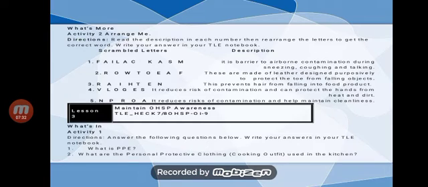Lesson 3. Maintain OHSP awareness. What's in? Activity 1. Direction: answer the following questions below. Write your answers in your TLE notebook. What is PPE? The second question is, what are the personal protective clothing and cooking outfit used in the kitchen?